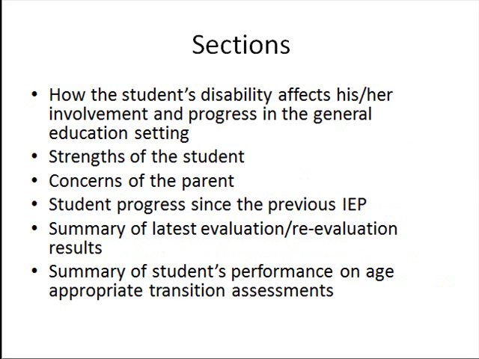There are several sections to the present level, and they are bulleted here. The first section involves how the student's disability affects his or her involvement and progress in the general education setting. The second section is the strengths of the student. The third section is concerns of the parent. The fourth is student progress since the previous IEP. After that is a summary of the latest evaluation and reevaluation results. And the final section is a summary of the student's performance on age-appropriate transition assessments. And we're going to take each of these sections individually and talk about what exactly that means and what goes in each of those sections.